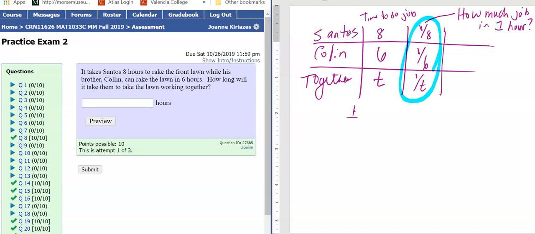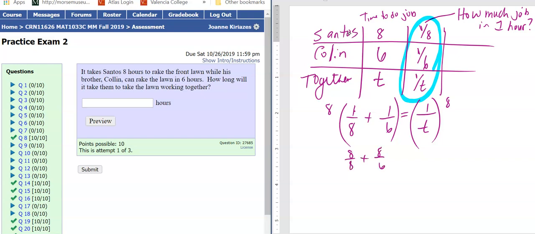So I'm going to say 1/8 plus 1/6. That would be if Santos and Colin were working together. Will be equal to 1/t. And now we're just going to clear this up. And I told you the easiest way is to get rid of the denominator. So I'm going to multiply by the biggest number, which is 8. Okay, so that's going to become 8 over 8 plus 8 over 6, 8 over t. That becomes 1.